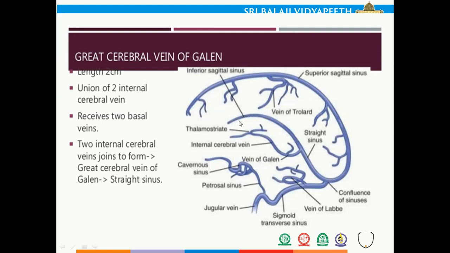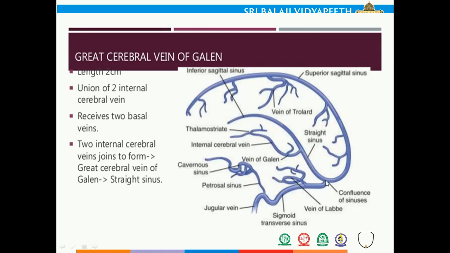So here you get the thalamostriate vein, the internal cerebral vein. This is the vein of Galen, which is marked here, and it is one of the major veins that drains directly into the straight sinus. See here, this is the vein of Galen that is draining into the straight sinus.